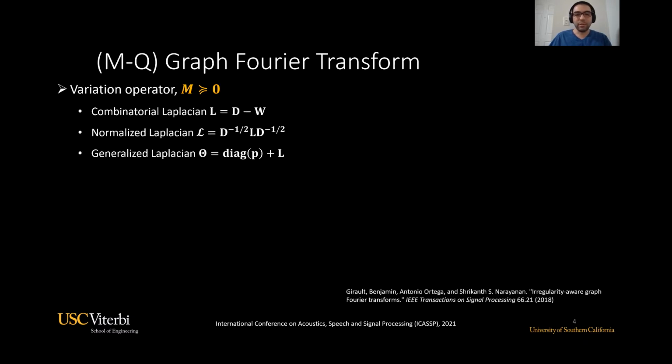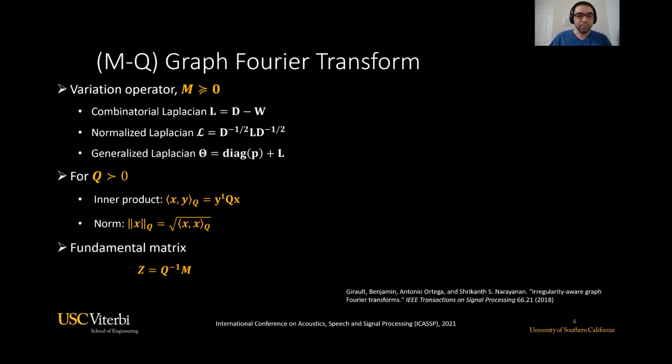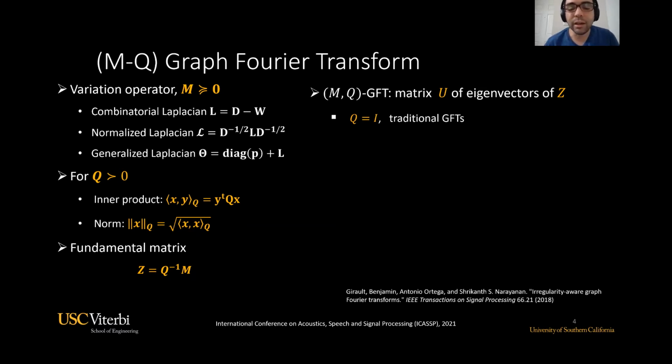So the first thing we need is a variation operator M, which is a positive semi-definite matrix. Some examples include the Laplacian and the normalized Laplacian. Then the Hilbert space is introduced by an inner product matrix Q, which induces an inner product and a norm. And based on Q and M, we have the fundamental matrix C. Now the MQGFT is defined as the eigenvectors of C. Of course, when Q is the identity matrix, we obtain a traditional GFT.